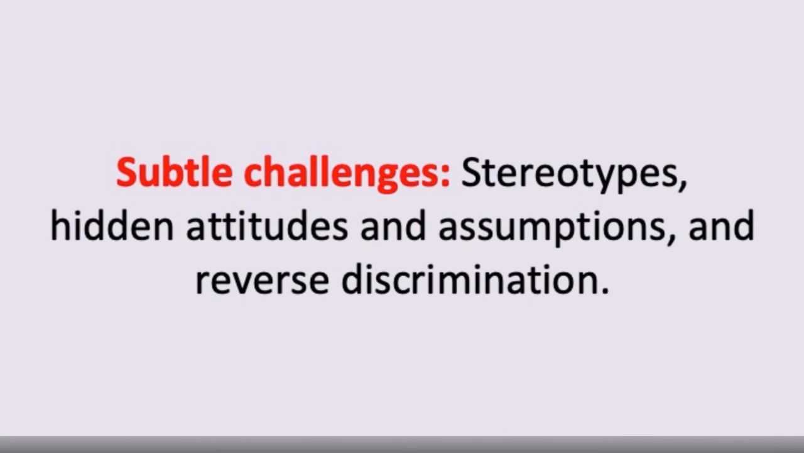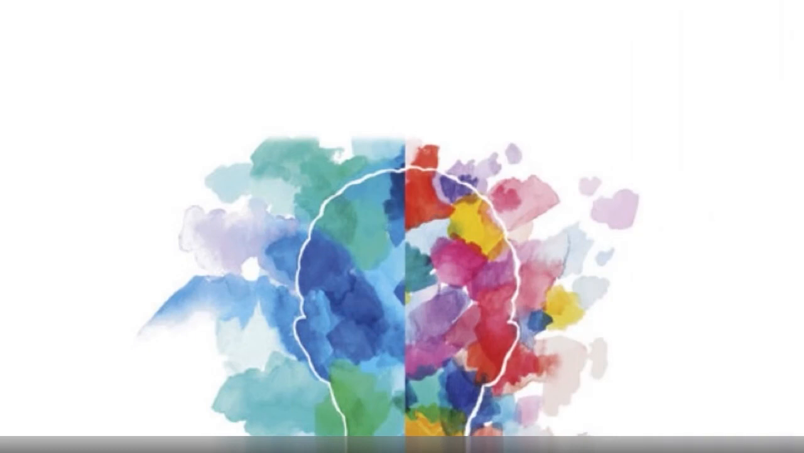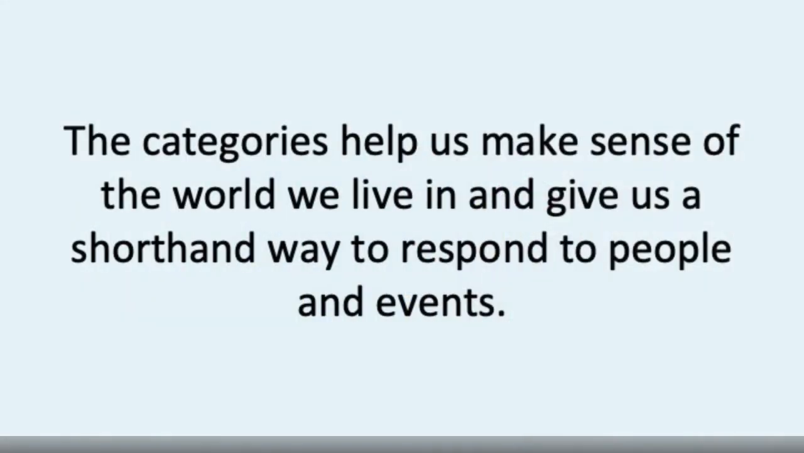As you can see, the human mind thinks in categories, and we need these categories to help us organize all that we experience as we go through daily life. Without categories, our brains would be filled with a jumble of disconnected facts, impressions, sights, sounds, thoughts, ideas, and sensations. The categories help us make sense of the world we live in and give us a shorthand way to respond to people and events. The categories in our minds contain not just facts and data, they also contain meaning and evaluation. Our categories are not neutral.